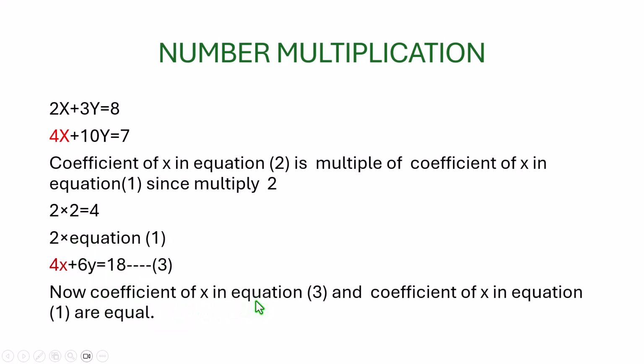Now the coefficient of x in equation 3 and the coefficient of x in equation 2 are equal. Eliminate the x variable, then we get the y value. Put the y value into any one equation to get the x value. The 4x cancels, then we get the y variable value. Put the y value into any one equation, and get the x value.